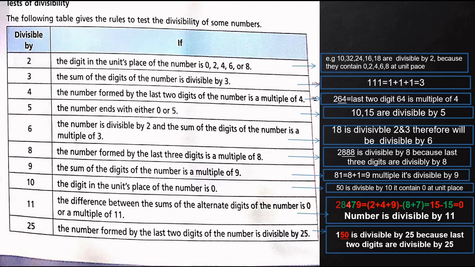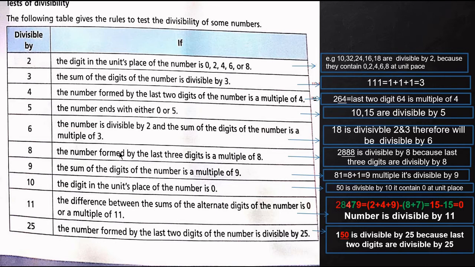Understand? I repeat, this is again the number 18. 18 is divisible by 2 and its digits are 1 and 8. We add up 1 plus 8. This will give us 9, which is a multiple of 3. Therefore, this number will be divisible by 6. Understand? Okay.